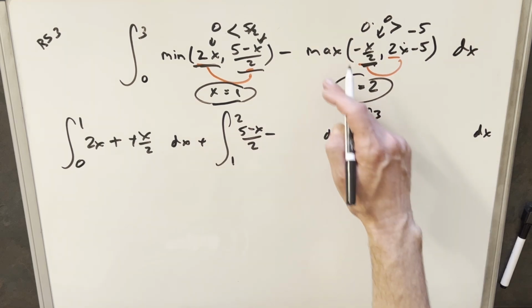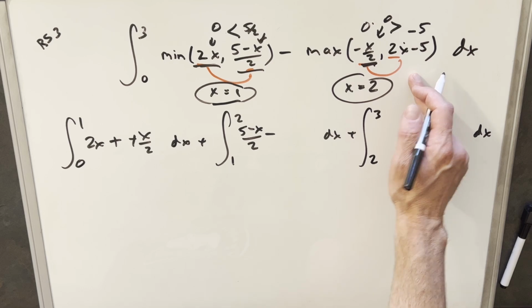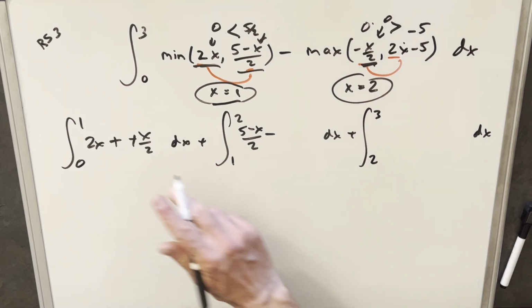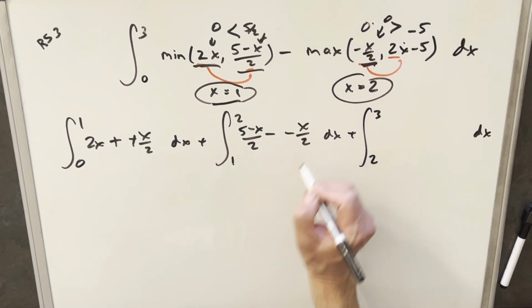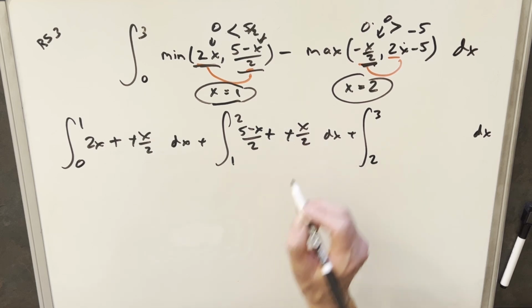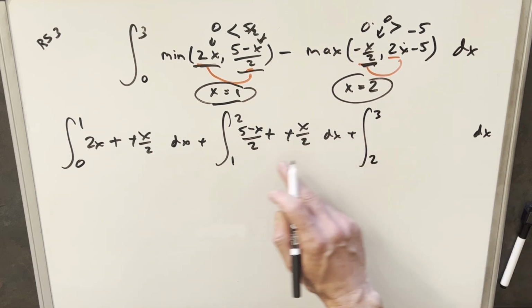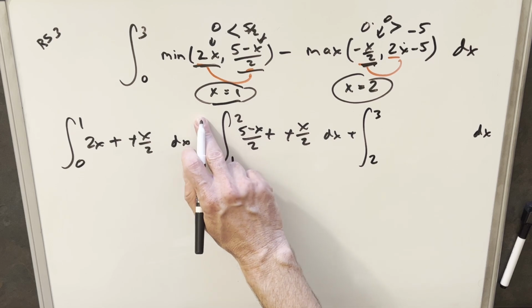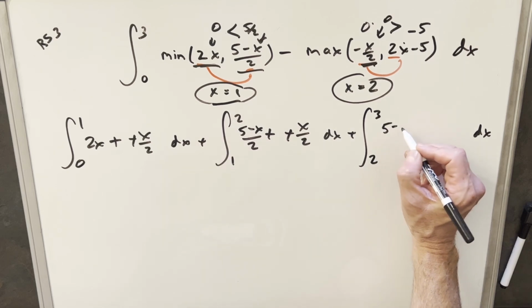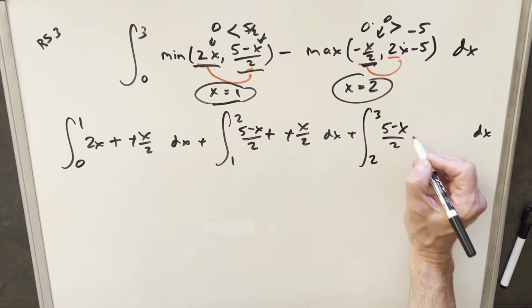2. Then here for the max, the intersection doesn't happen until 2. So we can just use this same function again, which is minus x over 2. And again, we'll change this to a plus. And then for this last one between 2 and 3, the min has to be this same function because again, the intersection was at 1. So we're going to have this 5 minus x over 2.